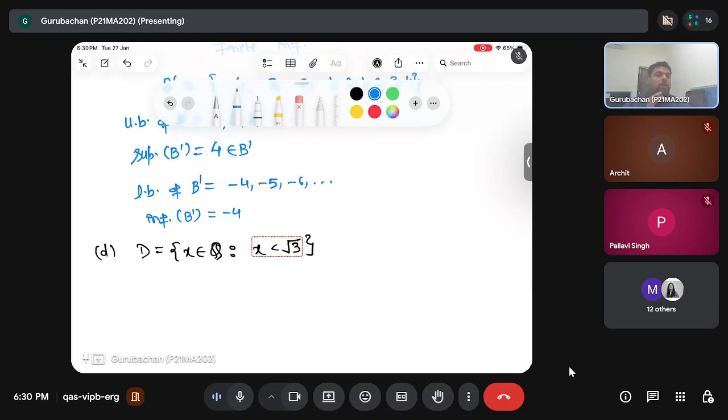So here you cannot write in an interval form. If you want to write in an interval form, then you have to collect only the rational numbers. So what can be the upper bound? Simplest upper bound. Upper bound of D will be root 3 to infinity. Any element, any real number. Am I right?